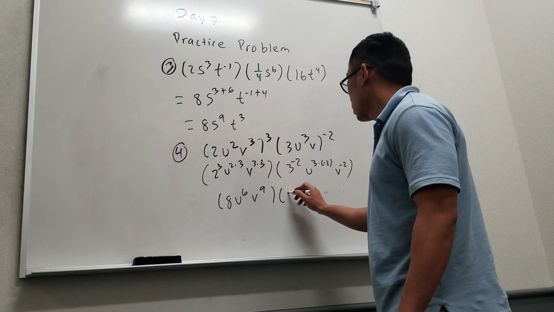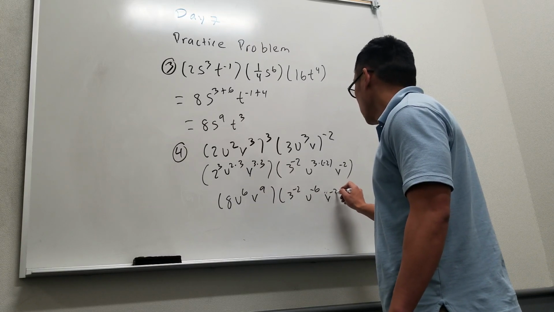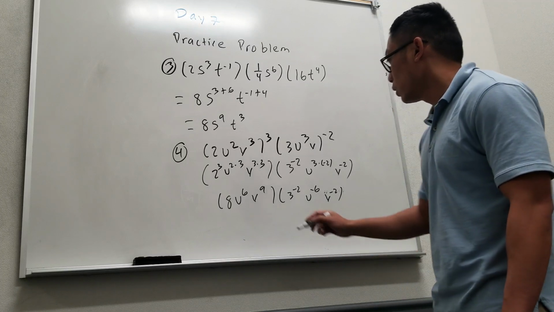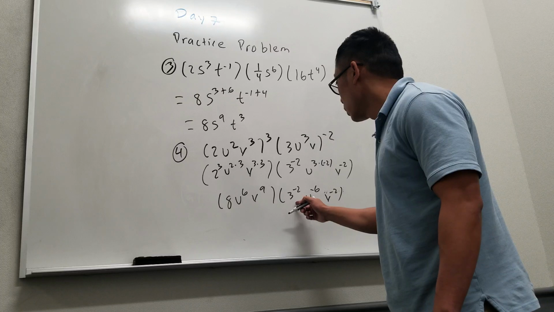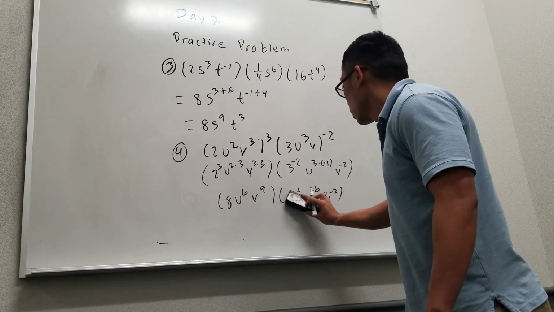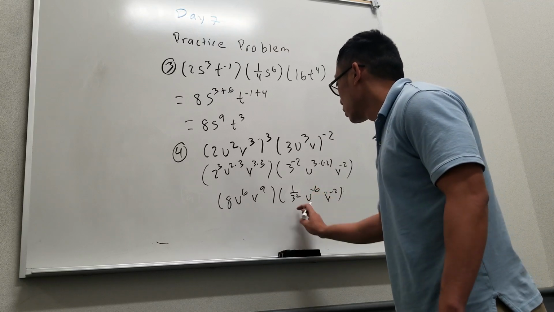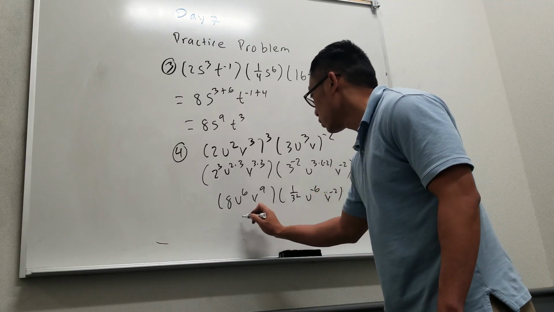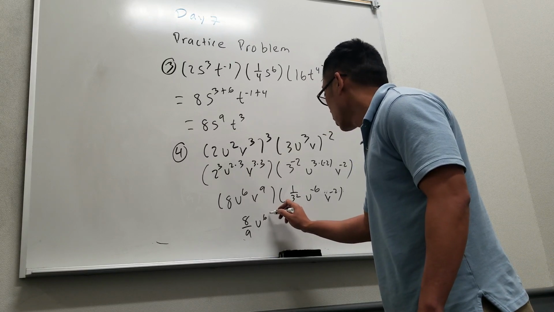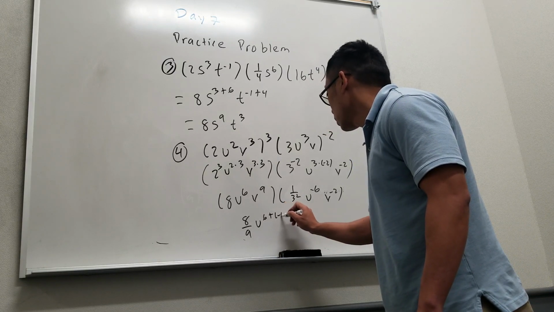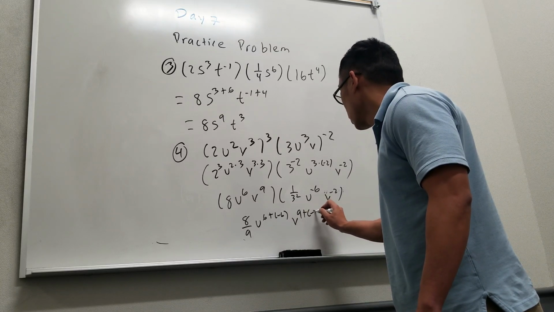And then this doesn't change. This is u to the -6, v to the -2. Right? So now what? This is 8, this is 1/9. So I can rewrite it as what? 1/3 squared. So now what? This is really 1/9, so this is 8/9. U to the 6 plus -6. Then you got v to the 9 plus -2.